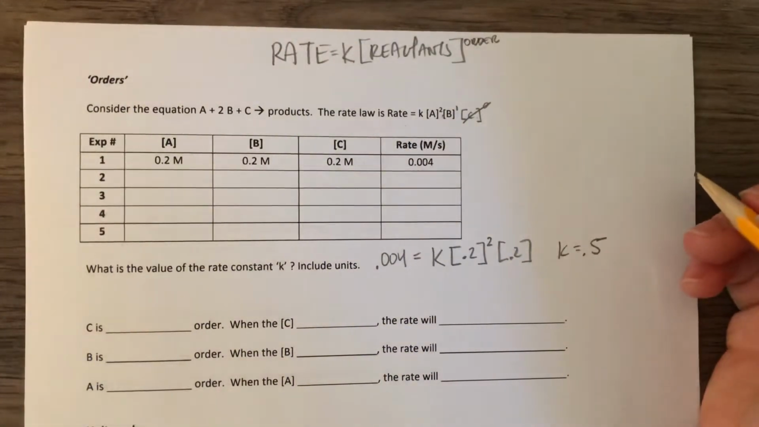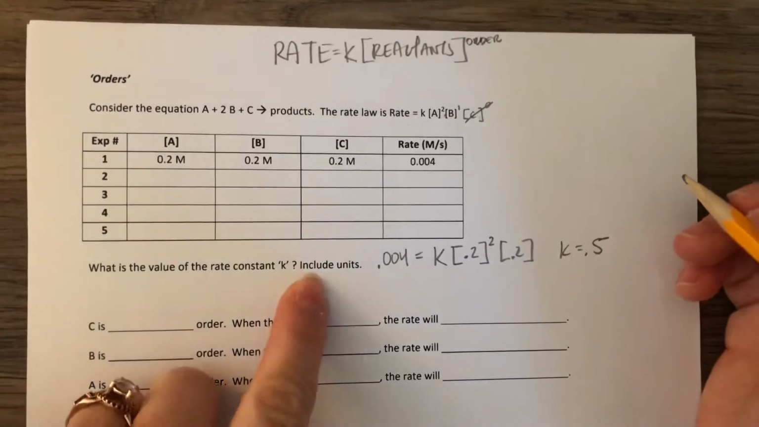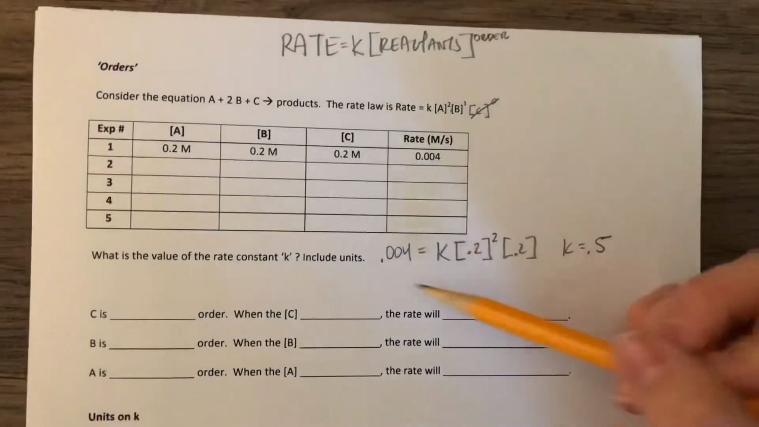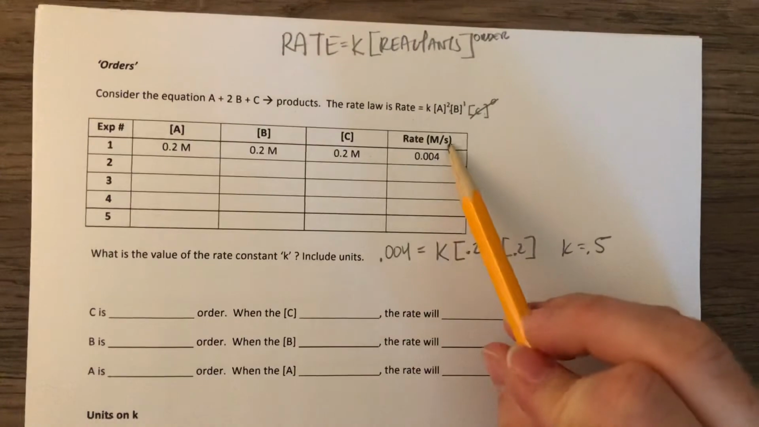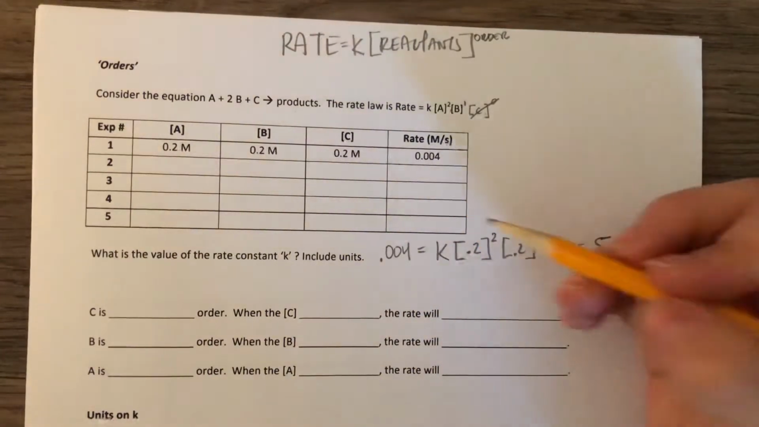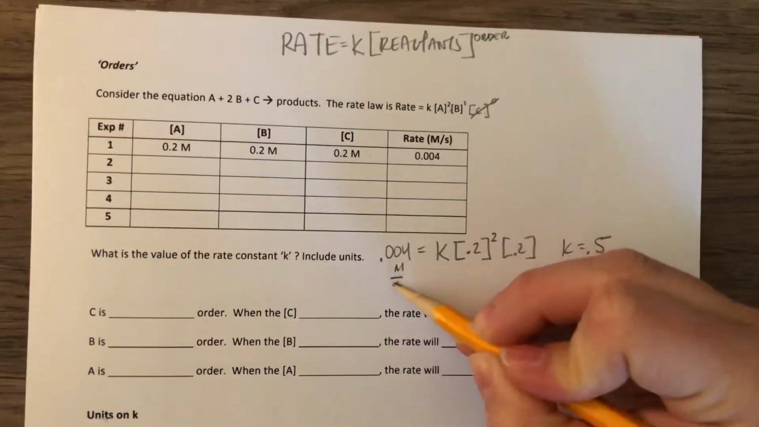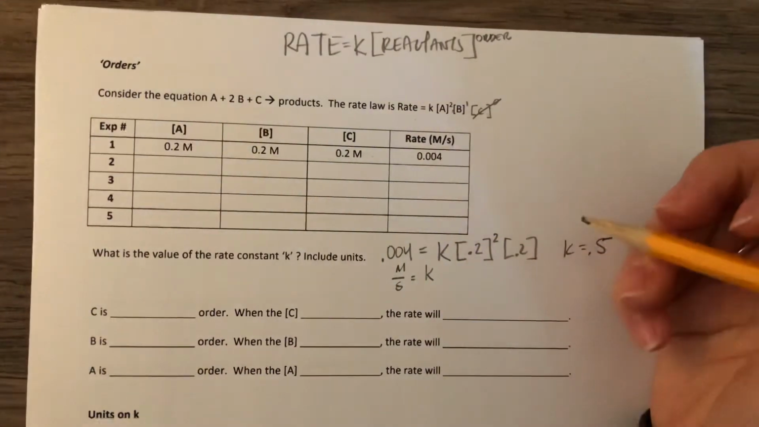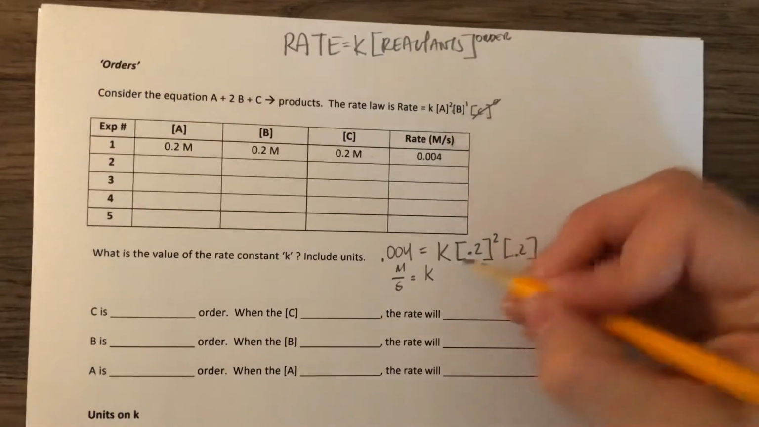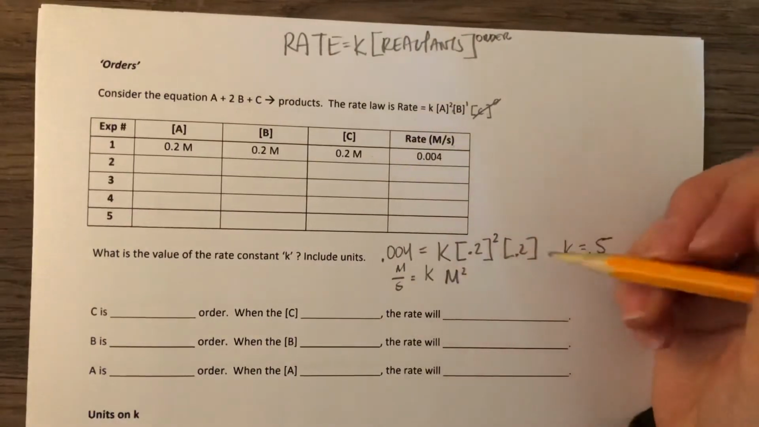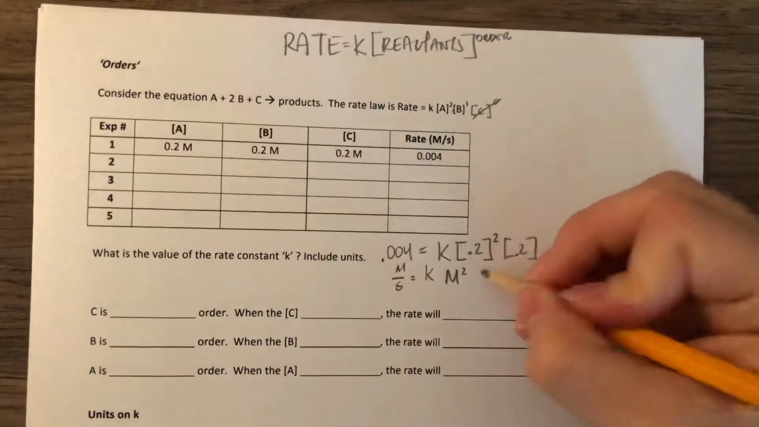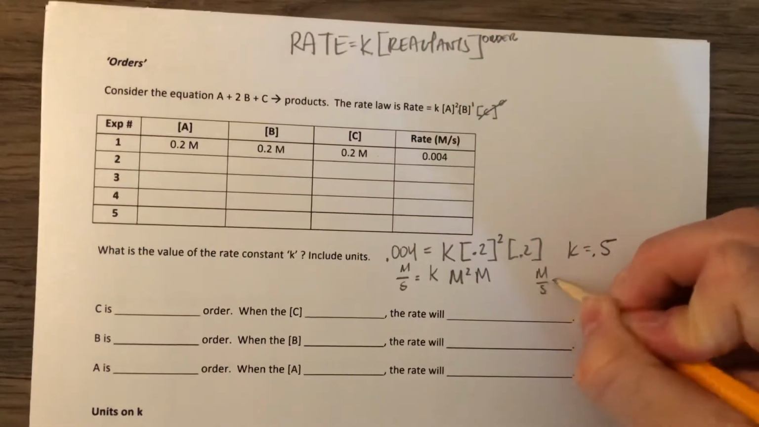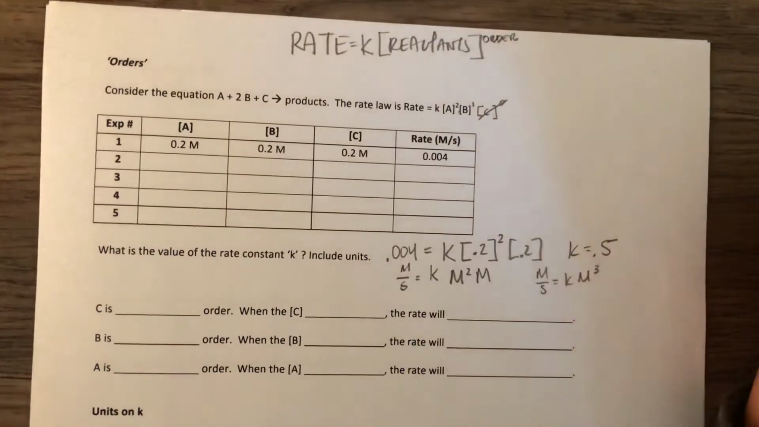Now, we also want to include the units of K. This is where it can get a little trickier. So if I were to write this equation, but instead of plugging in numbers, plugging in the units for each variable, the rate is molarity over seconds. K is what we're trying to solve for in units. The concentration of A is molarity, but that's squared. Concentration of B is also molarity raised to the first power. So we basically have molarity over seconds is equal to K times molarity cubed.